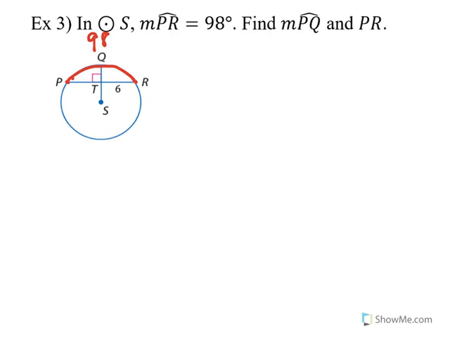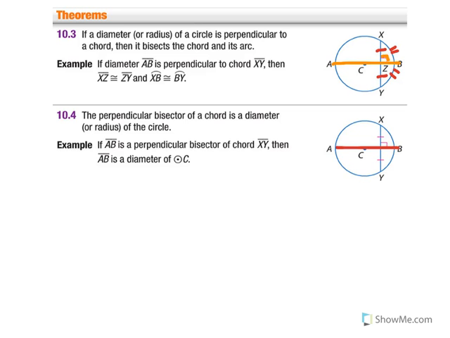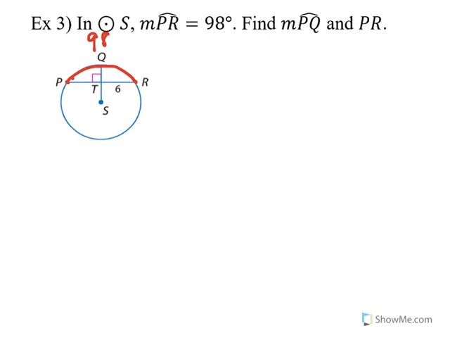We know that by theorem 10.3, if a diameter or radius is perpendicular, then it bisects. So we see that our radius QS is perpendicular to our chord, which means that it's going to bisect our chord and bisect our arc. So what does this tell us? If the whole arc is 98, each piece of the arc is going to be 49 degrees. If one of the pieces of the chord is 6, the other piece has to be 6.